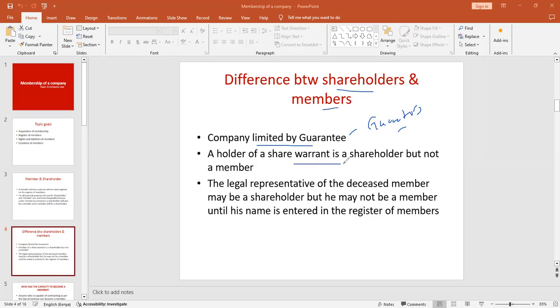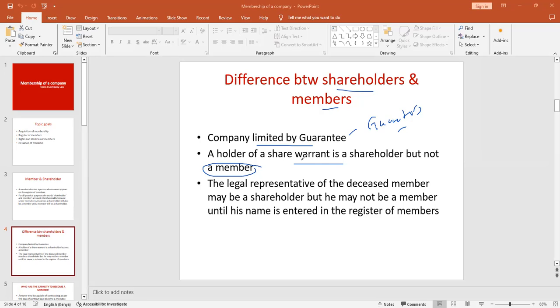Also, a holder of a share warrant is a shareholder, but they are not a member. We shall see this. A share warrant simply entitles you to the shares you're supposed to own, because if you buy shares, before you get a share certificate, you're given a share warrant. That means you bought shares, but the transaction just hasn't been completed. That doesn't really mean that you're a shareholder, because you still don't have the share certificate.